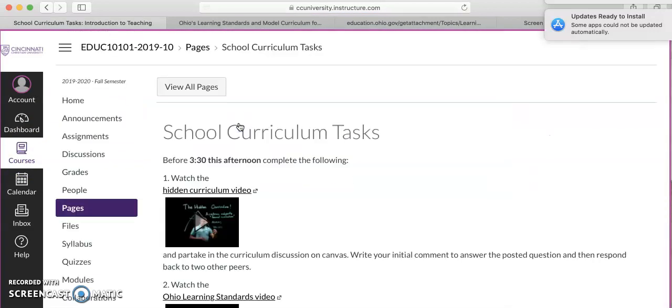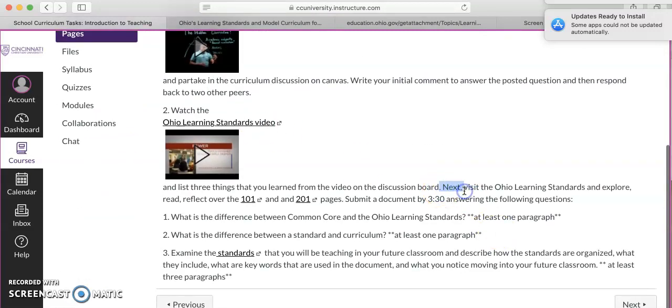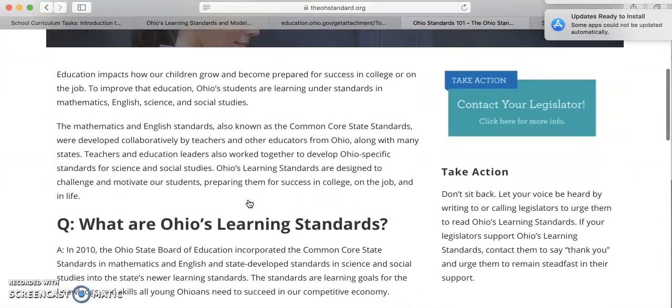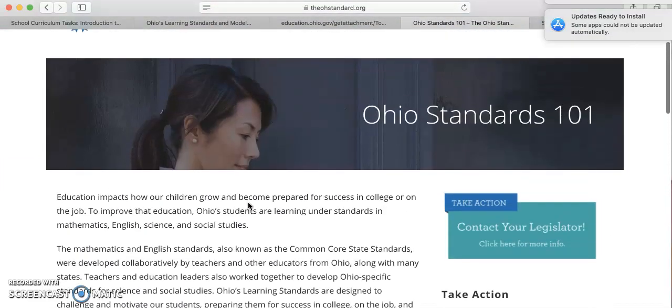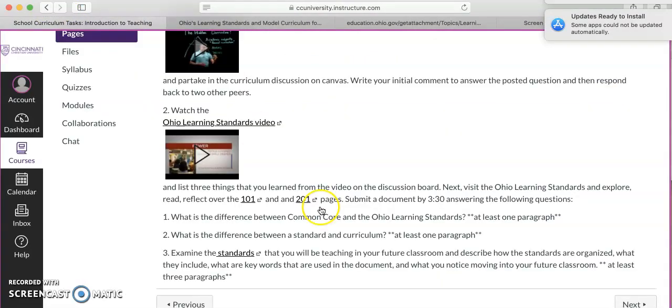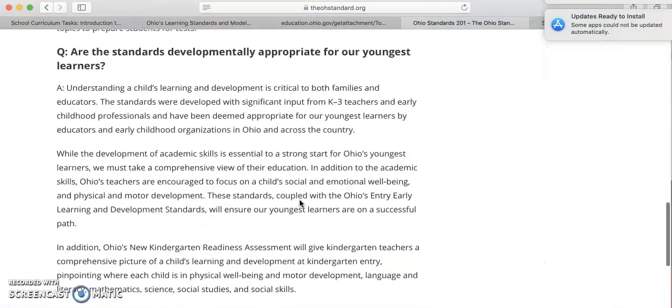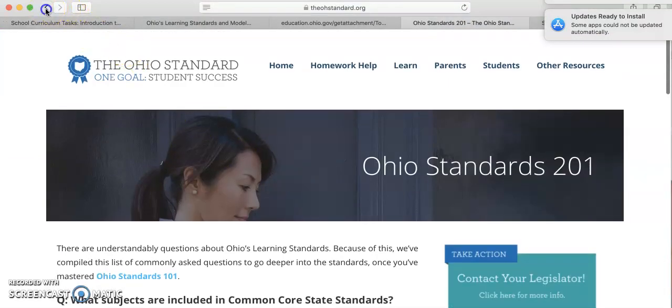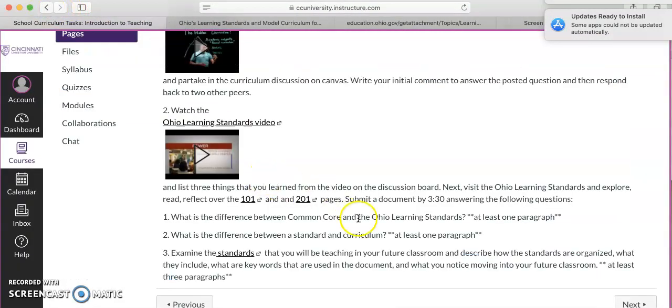And then the third thing that we're going to do, you can see right here, it says next, you're going to visit Ohio Learning Standards and explore, read, and reflect over this page. It's the 101 that this group has put out. Read that whole thing. And then 201, really simple reading, very short. Read those two things. And then, in one paragraph on a document that you're going to submit, tell me what is the difference between Common Core and Ohio Learning Standards. Second paragraph, one full paragraph, tell me what is the difference between a standard and curriculum.